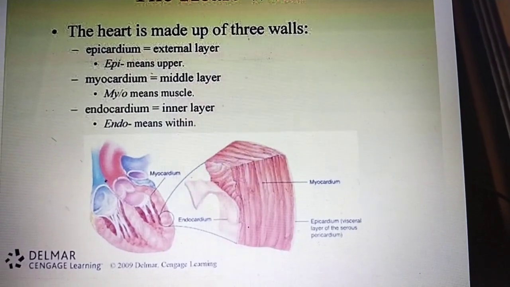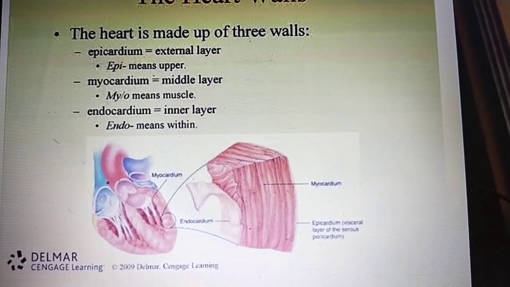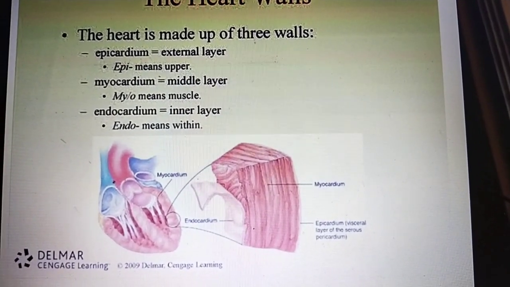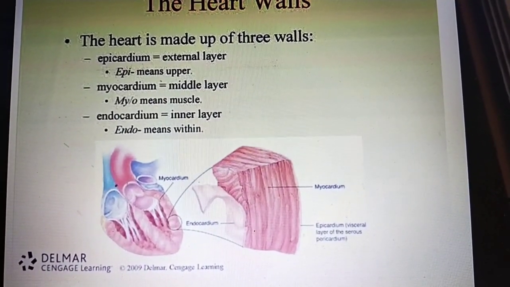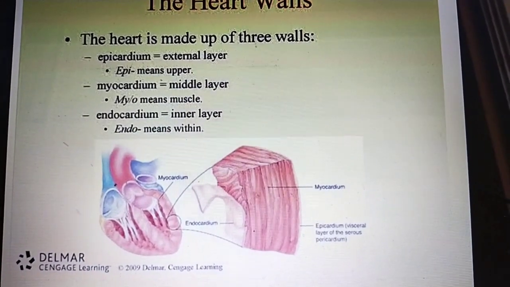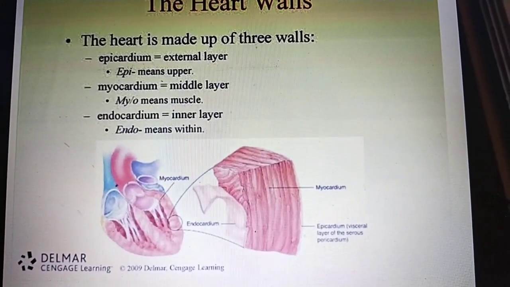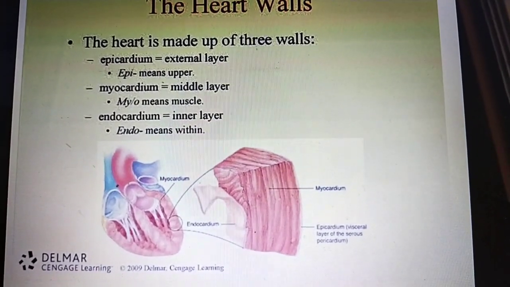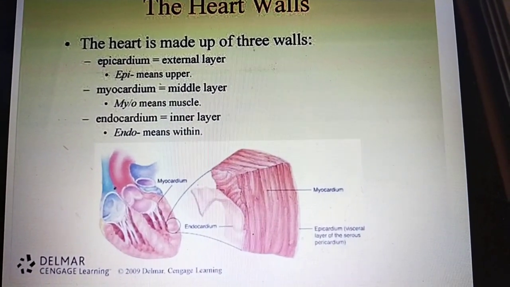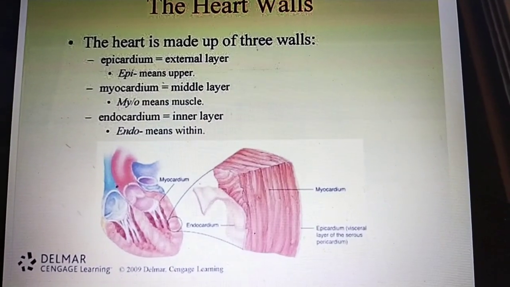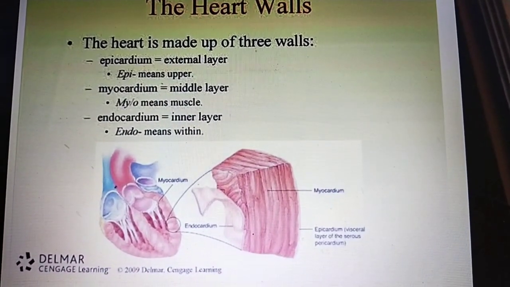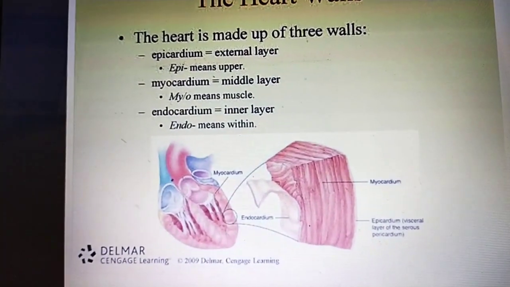Okay, myo means muscular, it denotes the muscle. Cardium means heart. Myocardium means the muscles of the heart. This layer is completely made of the muscles of the heart, that's why it is called the myocardium. It is present in the middle, the middle layer of the heart. Okay, now you can go for the endocardium.